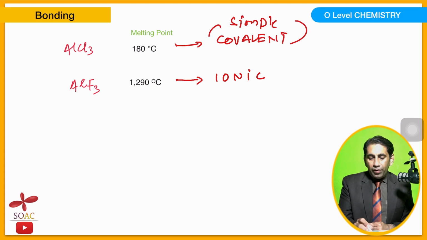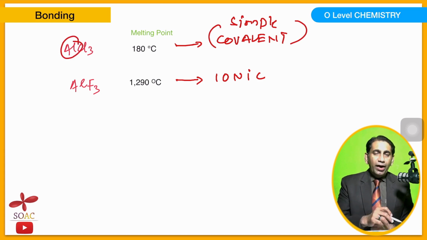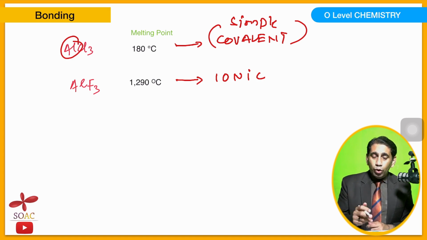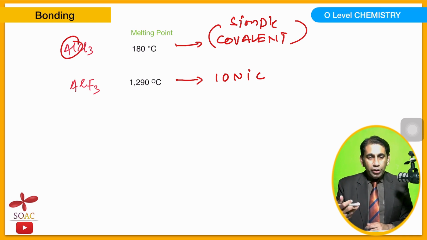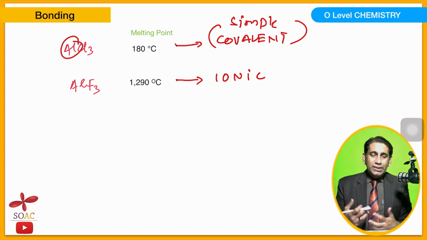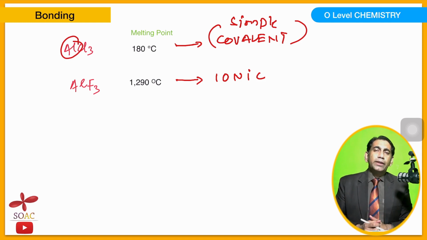It's a simple covalent molecule in spite of having a metal in the compound. There is a metal in the compound, even though it has a simple covalent structure. Yes, it is possible. So these are the basic tips and tricks that you will have to remember to find your answer very easily and successfully. That's all for today. Thank you very much.